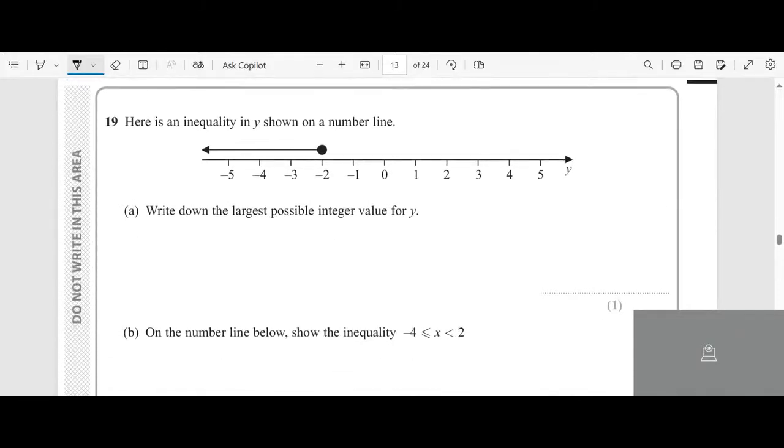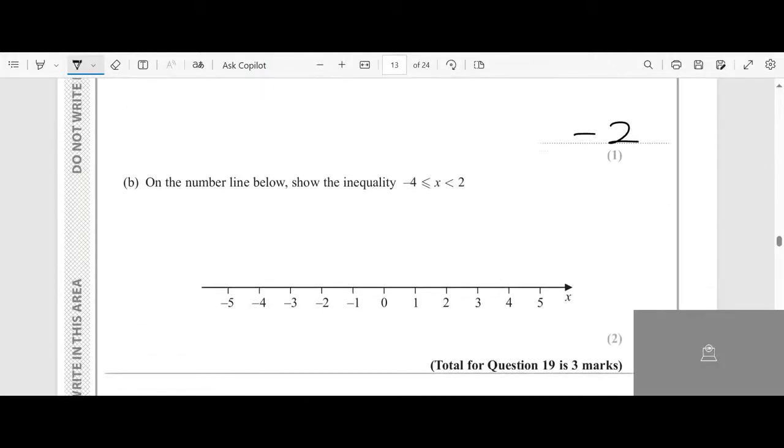Then question 19, you are told, here's an inequality. Number line, write down the largest possible value. The largest, remember what we said on the first question, on the upper part questions. The bigger the negative, the smaller the number. So it means that the smaller the negative, the bigger the number. So they want the largest possible value, and it is landing here. So it is -2.